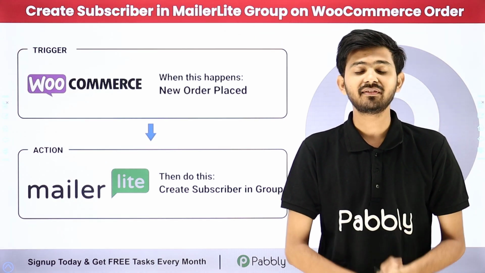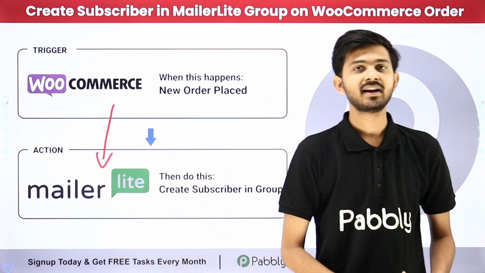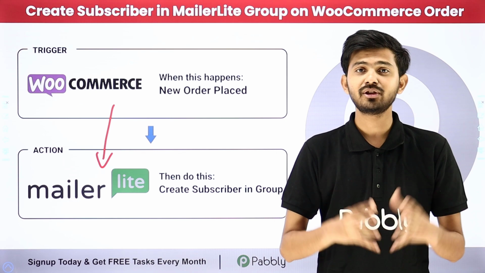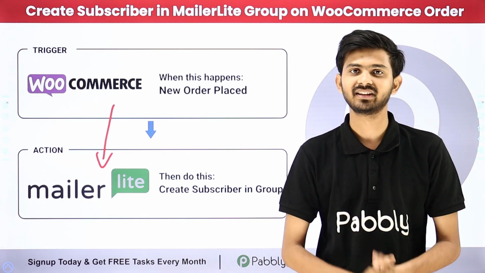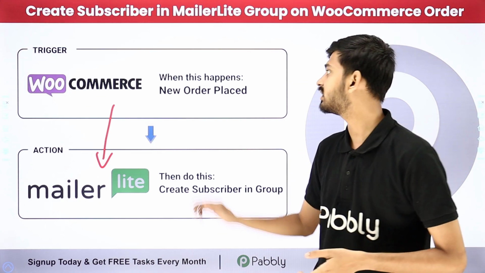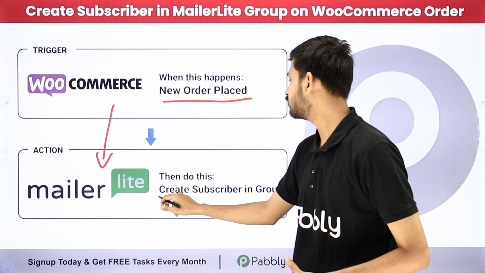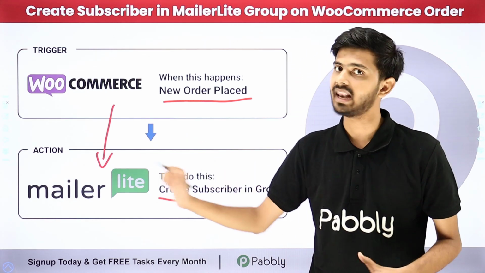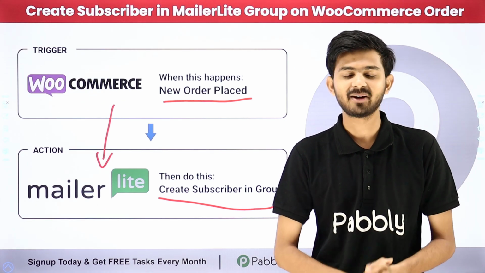So for my objective, I have to build a connection between WooCommerce and MailerLite. For building this connection, I'm going to use Pabbly Connect, which is an amazing software for automation and integration. Now with Pabbly Connect, as I receive a new order in WooCommerce, I'm automatically going to create a new subscriber in a group in MailerLite. So how am I going to build this connection? For that, let me take you to my computer screen.